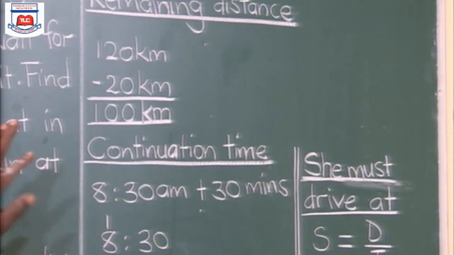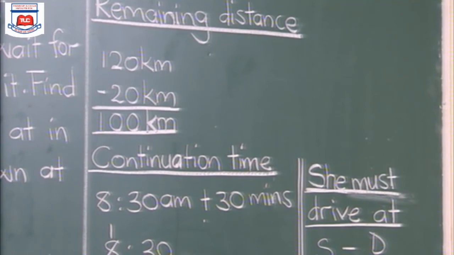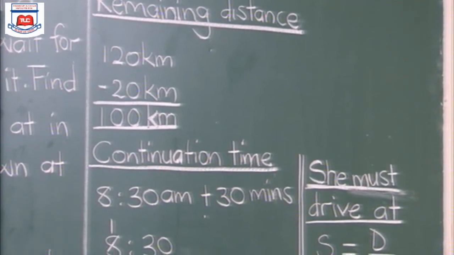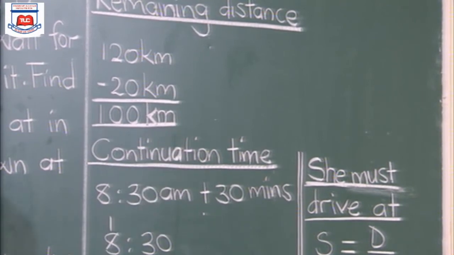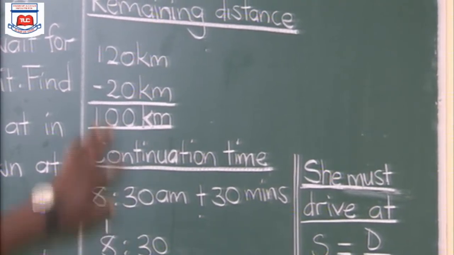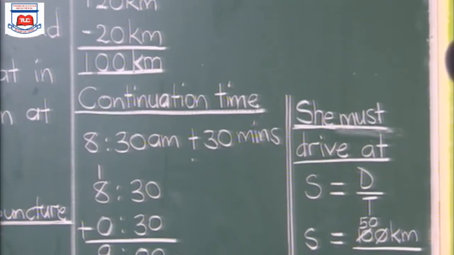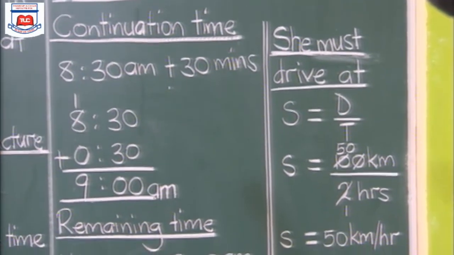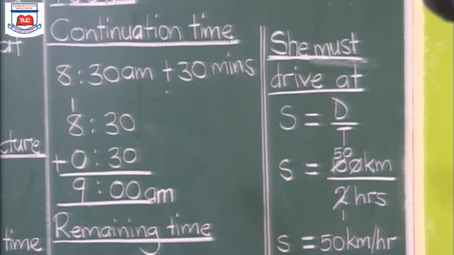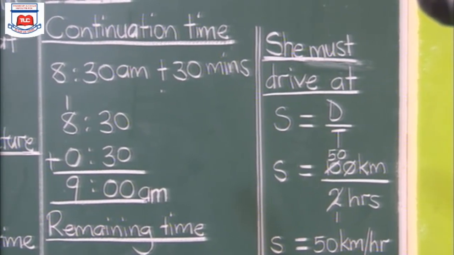Now, remember, we have to advise this person in terms of speed, which is got by having the remaining distance as well as the remaining time. The remaining distance has been ascertained as 100 kilometers, so we must go to the time section. Now, this person got a puncture at 8:30 a.m. and the mending of the puncture took 30 minutes.